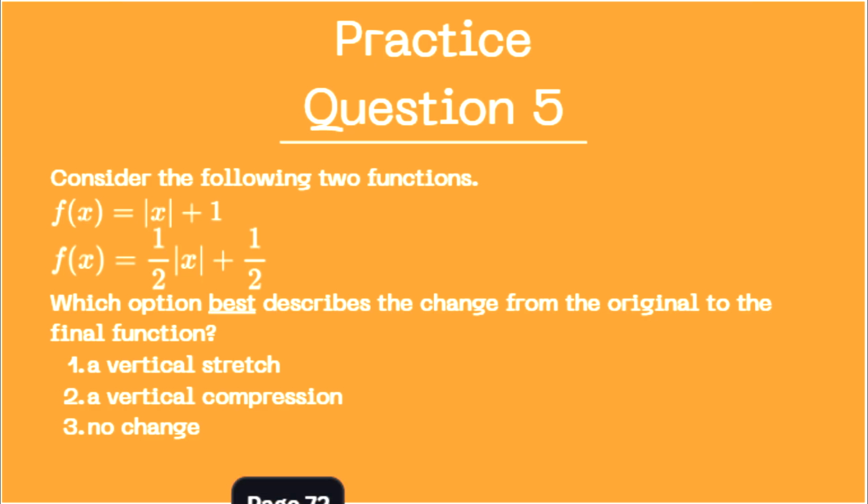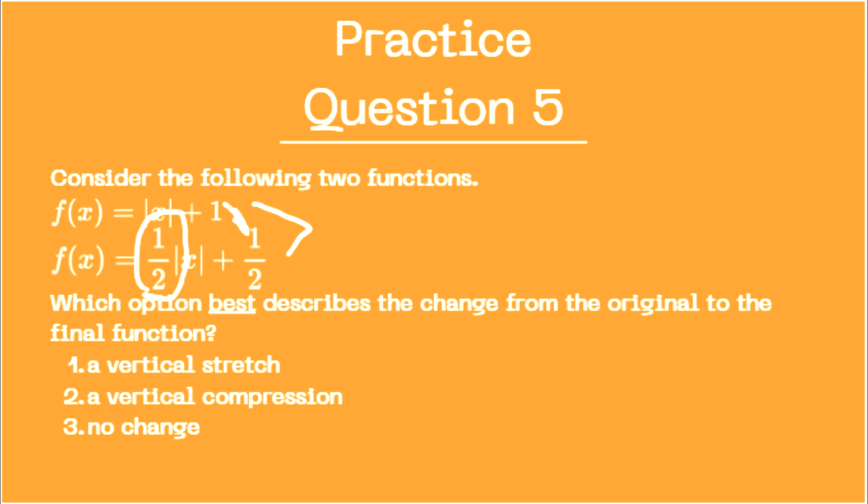Practice question number 5. Consider the following two functions. F of x is equal to the absolute value of x plus 1, and f of x is equal to 1/2 the absolute value of x plus 1/2. Now this makes me really mad because they haven't done this before, where they changed. I mean, we know this is the k value, but these two changed, and I don't know why they did that. Which option best describes the change from the original to the final function? A vertical stretch, a vertical compression, or no change?